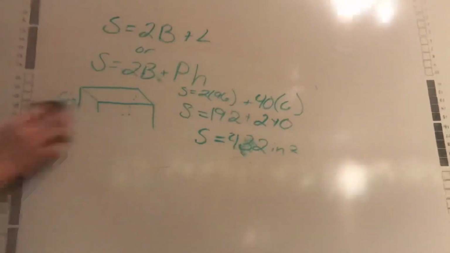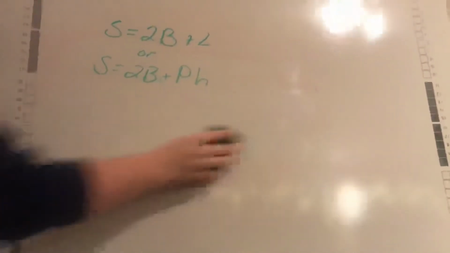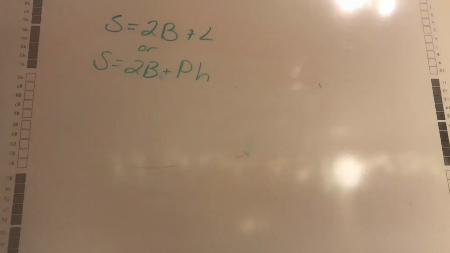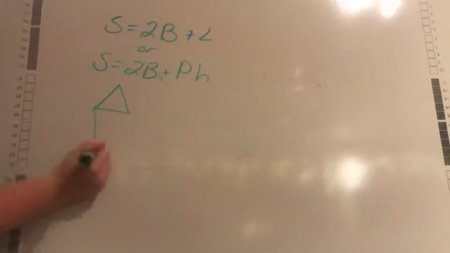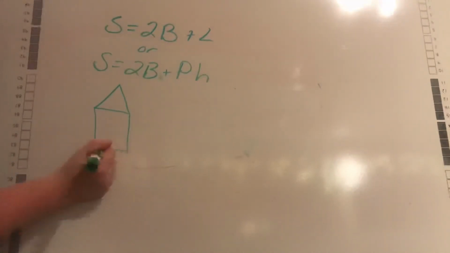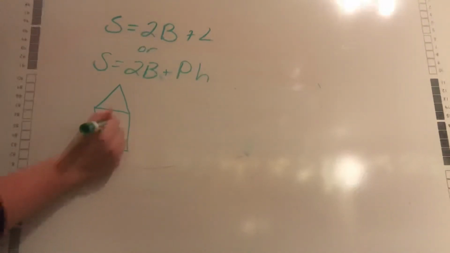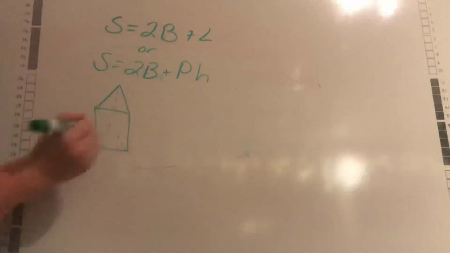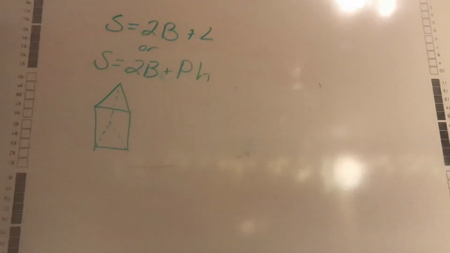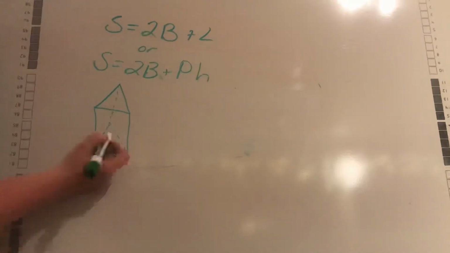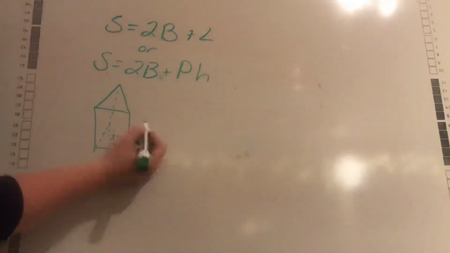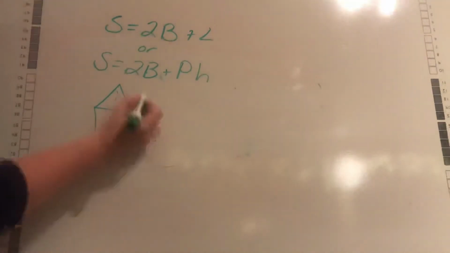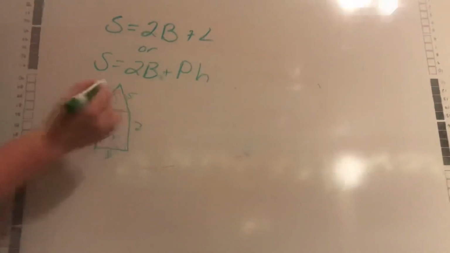Let's try another shape that's not a cube shape. Let's try a prism. So we have this fun prism. Okay, and it gives us that this here is 3 feet, 8 feet, 7 feet, 5 feet, and 5 feet.